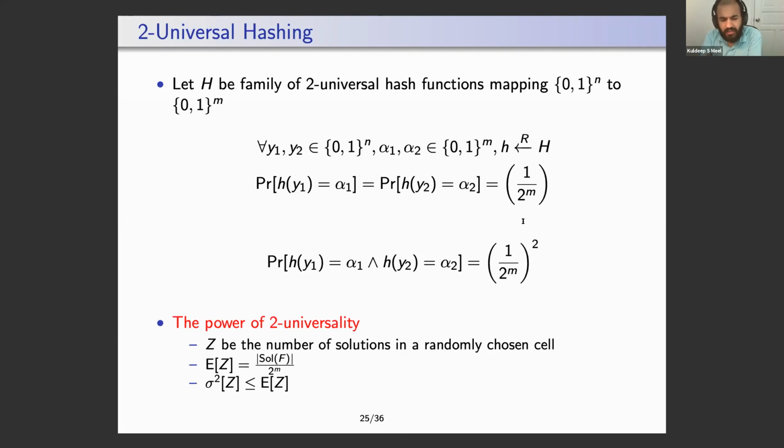What do pairwise independent hash functions give us? The random variable that we are interested in is the number of solutions in a randomly chosen cell. It ensures that the expected number of solutions is the total number of solutions divided by the total number of cells. Furthermore, the variance is small. In particular, variance is less than expectation.